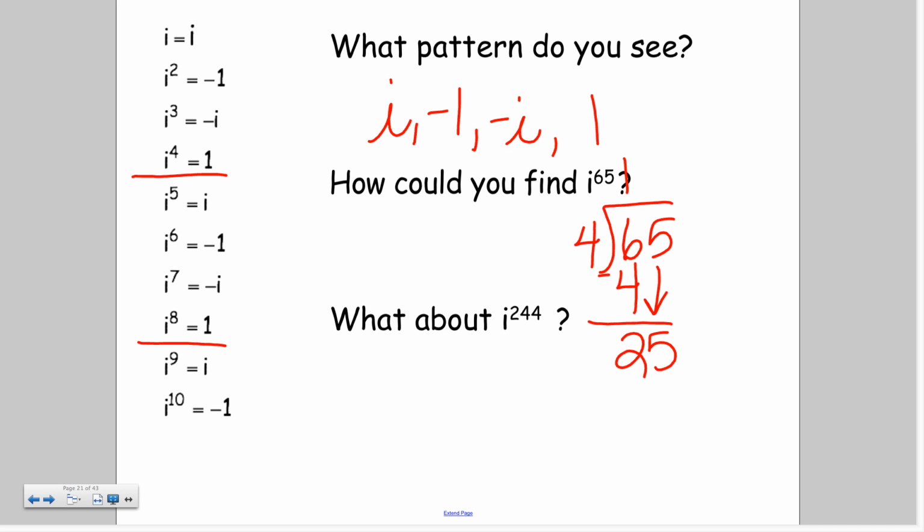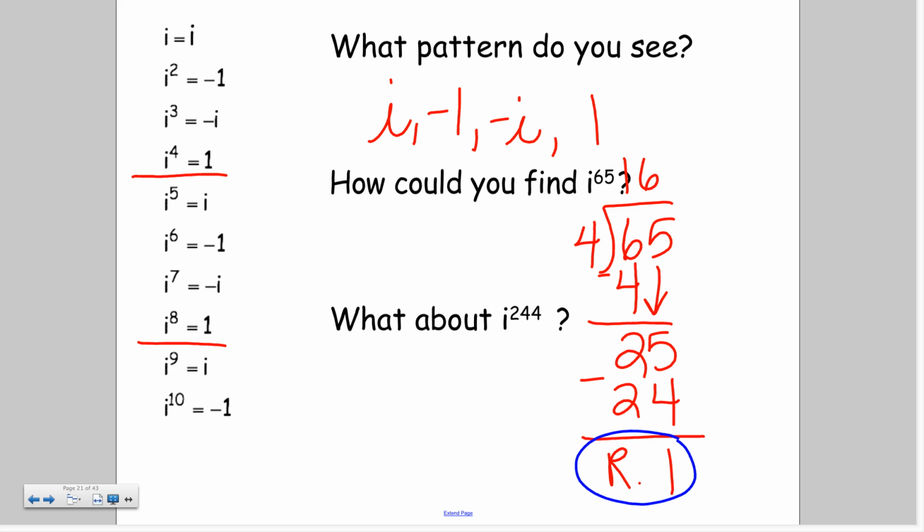4 times 6 is 24. Subtract, and we have a remainder of 1. That's what I'm concerned with right there, what my remainder is.